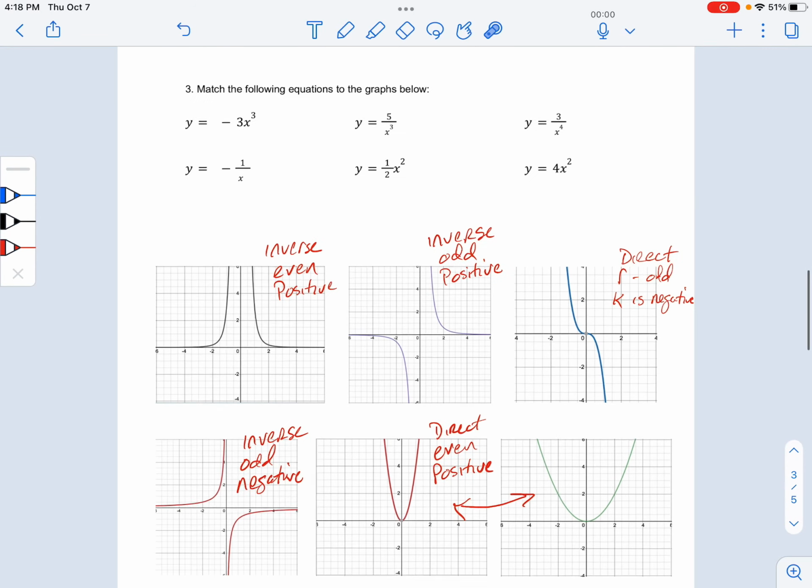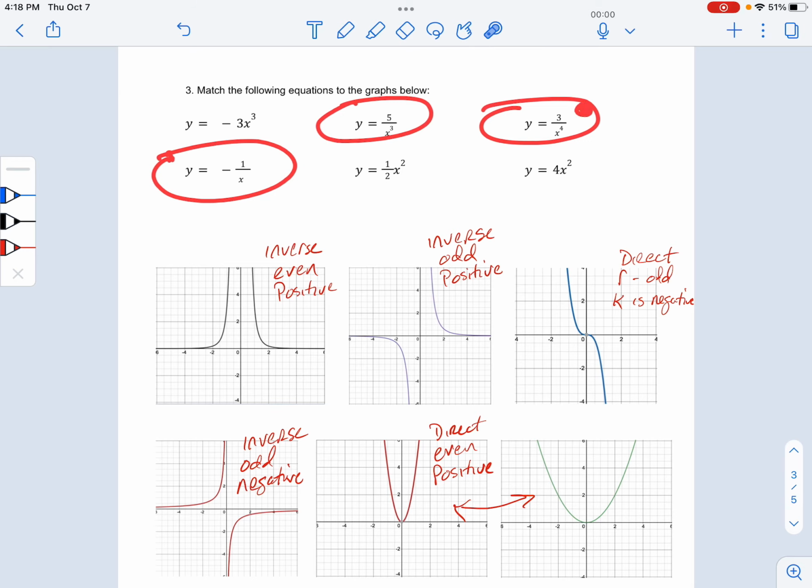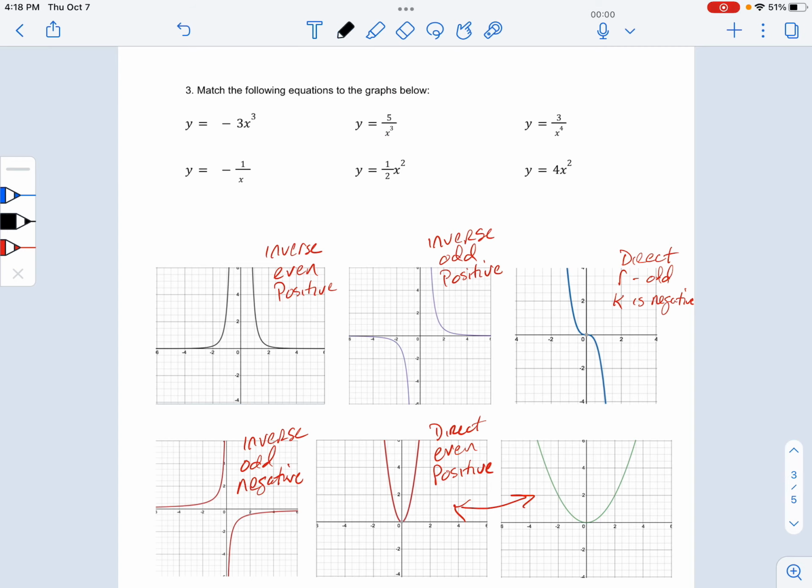So let's match these up real quick. If I'm looking for inverse, even, and positive, these three are my inverse variation problems. Looking at the R values, remember R is the exponent, only one of them has an even exponent, so it has to be this one. On the actual quiz, there will be a place to write the equation y equals 3 over x to the 4th. Now we could cross that one off because they're only going to be used once.